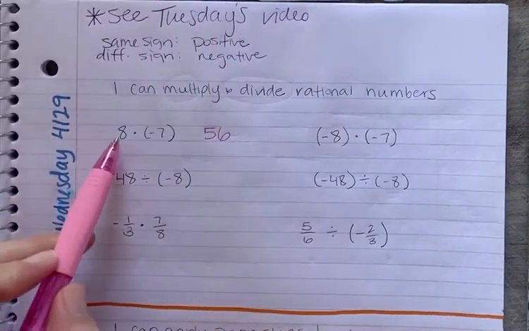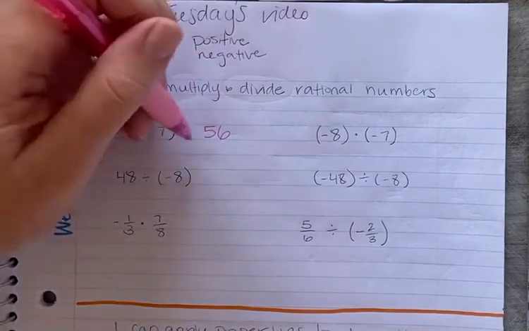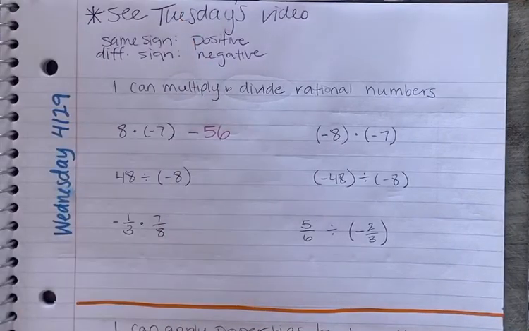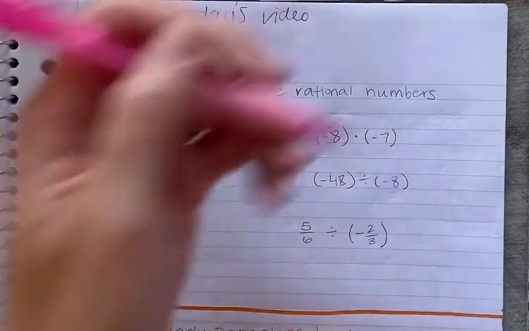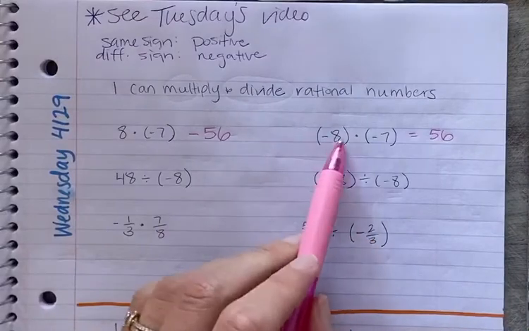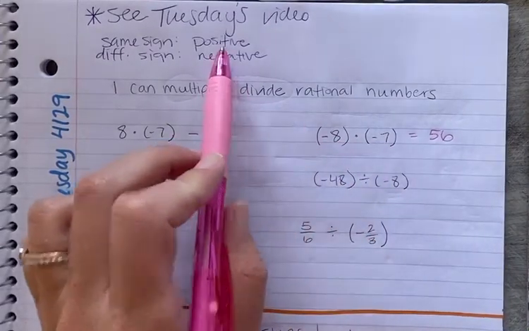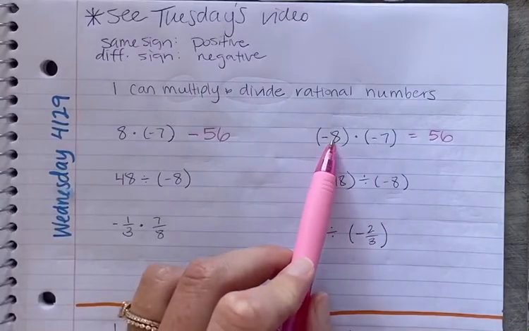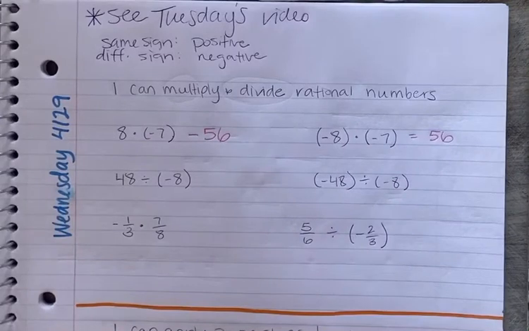Do I have the same sign or different signs? I have different signs, so my answer is going to be negative. Negative 8 times negative 7, 8 times 7 is 56. Do I have the same sign or different signs? I have the same sign, so my answer is positive. Even though I'm multiplying a negative 8 times a negative 7, my answer is a positive 56.